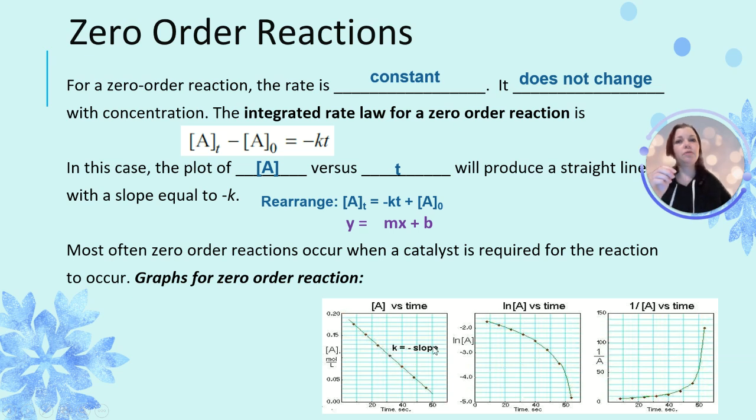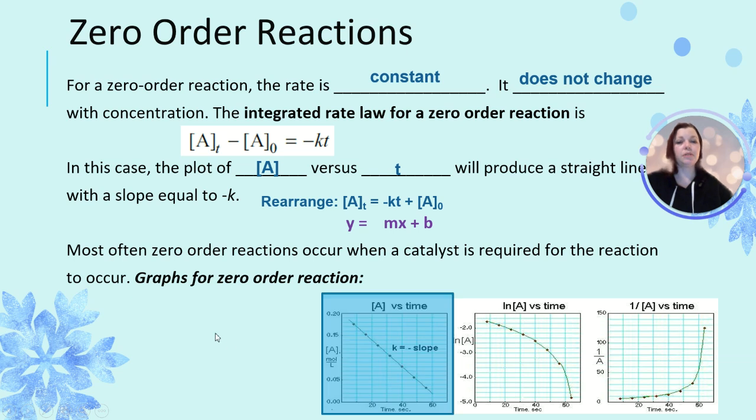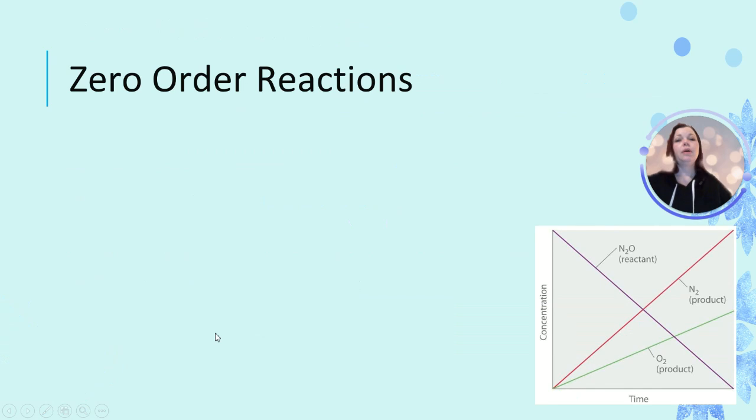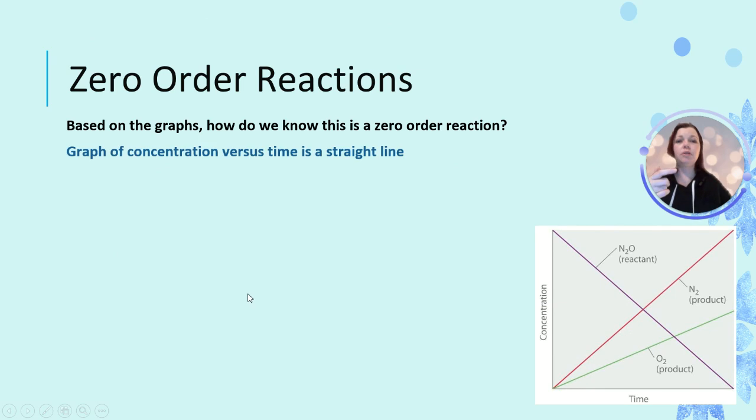If you are asked to justify that this is a zero order reaction, it would be this sentence right here: the plot of concentration of A versus time produces a straight line. That's your justification for zero order. And so you can see that right there. Based on the graphs, how do we know this is a zero order reaction? Because the graph of concentration versus time is a straight line, as I just talked about.